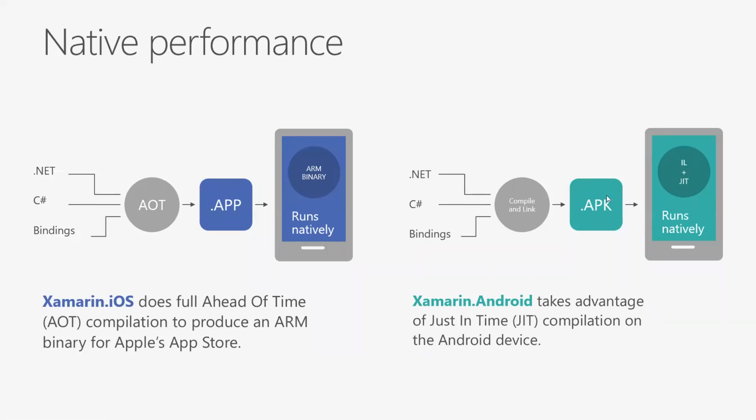So APK is an Android app package. When you download an app from the Google Play Store, it's an APK. And with iOS, it's like a .app, but it's just the app bundle package file. So nothing too much.